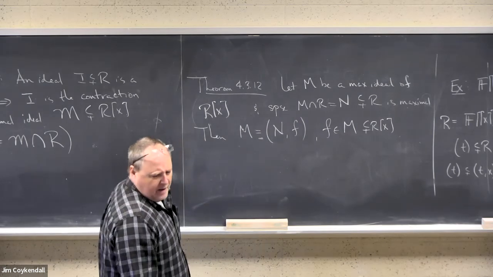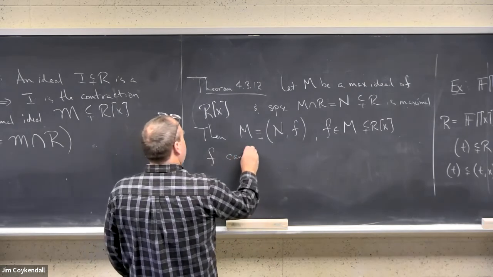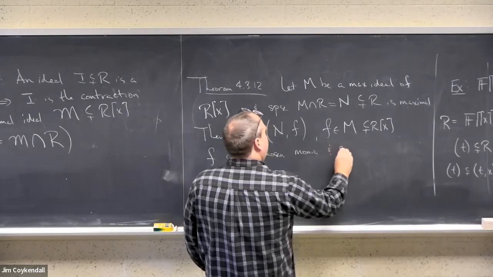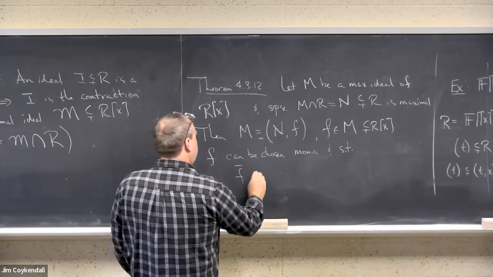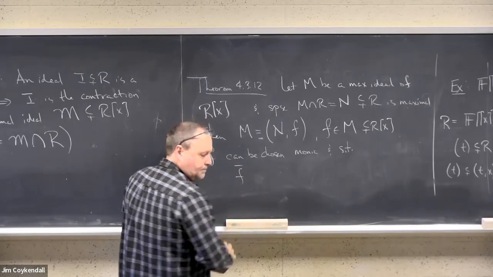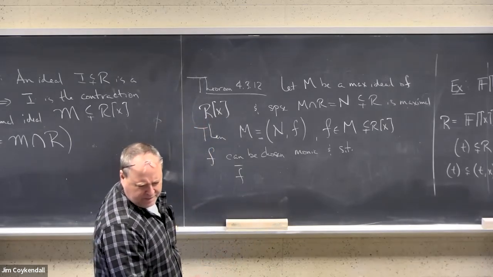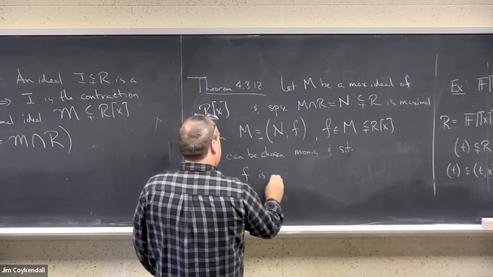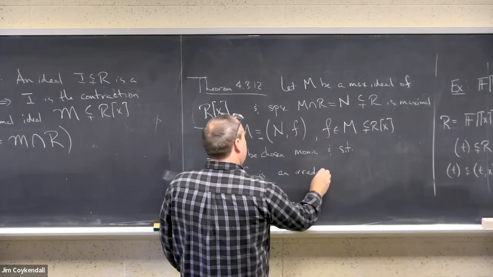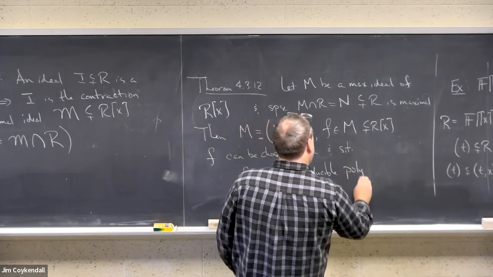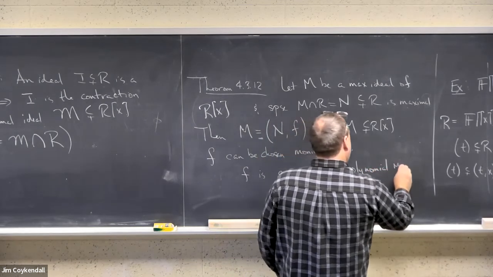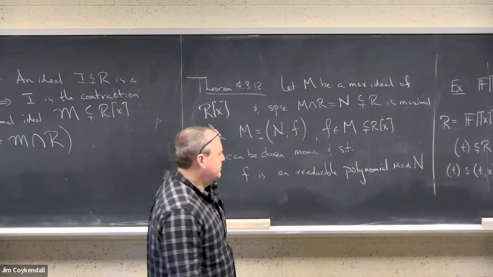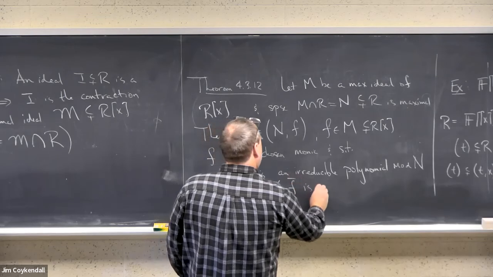And not only that, F can be chosen such that F is an irreducible polynomial mod N. Irreducible over.